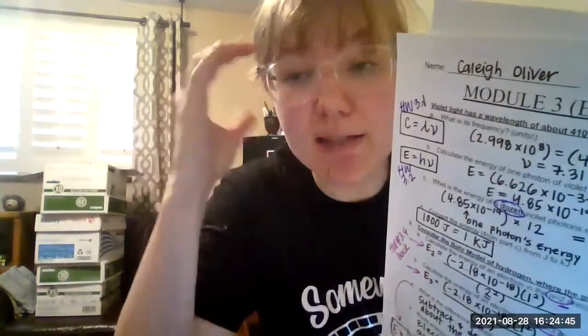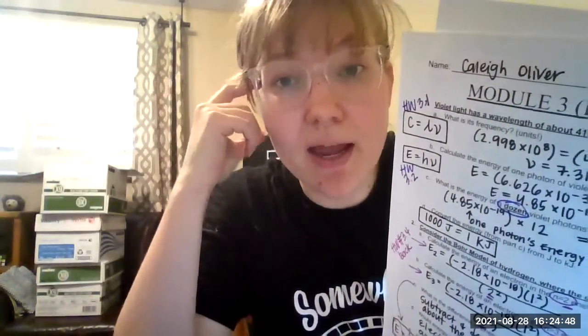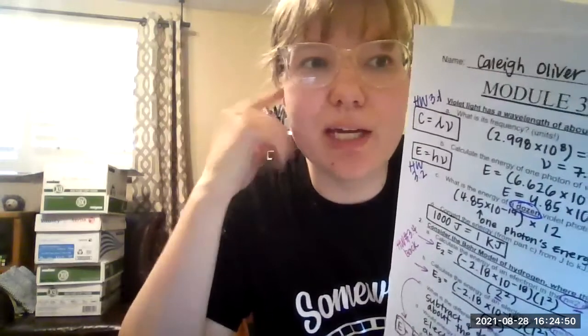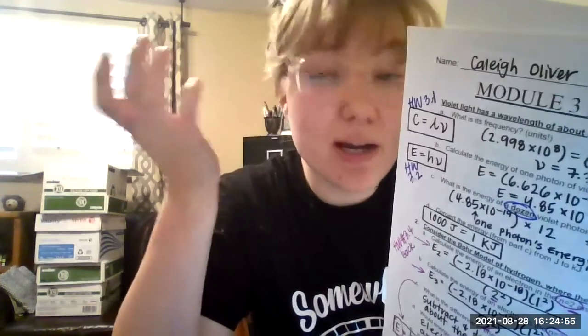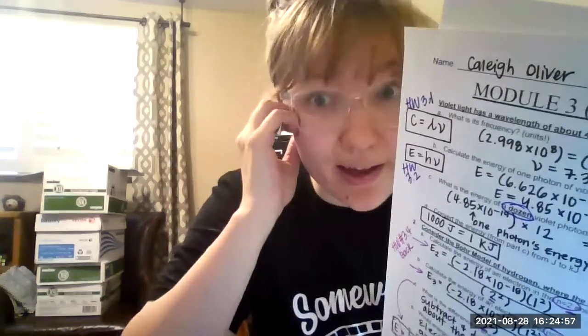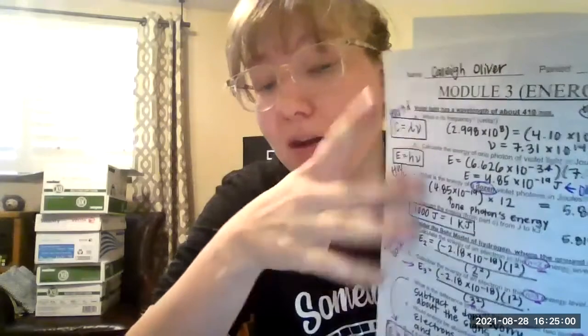So that's it for Unit 3. Your test will be very, very similar to the practice test. The changes that you can anticipate might include, instead of number 1 saying violet light has a wavelength of 410, maybe I switch it up and you get green light that has a wavelength of whatever, or maybe you get red light, and that's going to change all the numbers, but the process would still be the same, right?